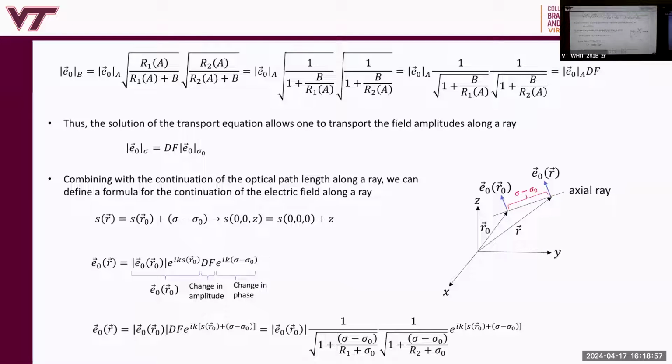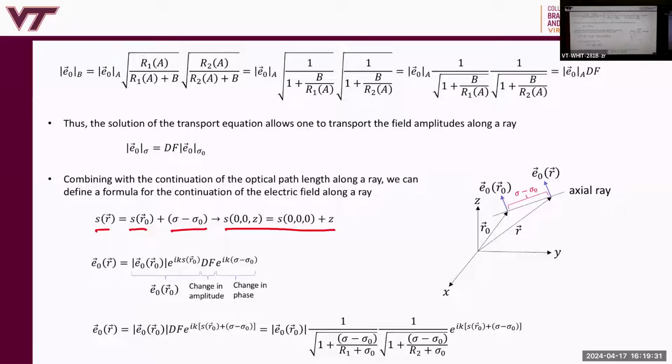So remember, the continuation of the phase function, S at R equals S at R naught plus sigma minus sigma naught. And along the axial ray, if we're going to use pencil coordinates, that's equal to S at 0, 0, Z is equal to S at 0, 0 plus Z. All right, so that makes sense, right? The phase is related to the optical path length of the ray. So if I have an optical path length of Z along the ray, then I can multiply that by K to get the phase, right? It's related to the K vector, how far we've gone through space, right?